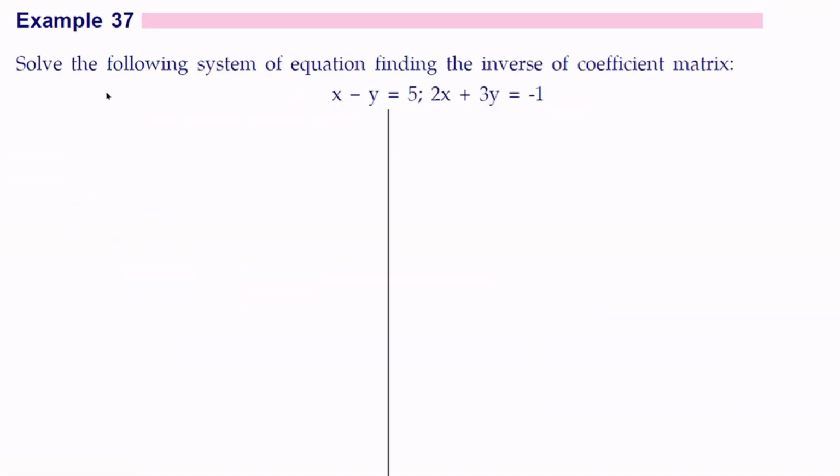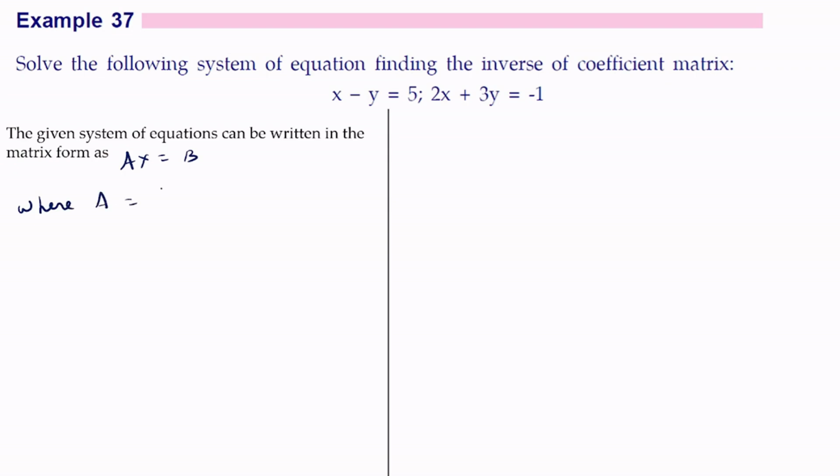And now let us solve a question using this method. Solve the following system of equations by finding the inverse of the coefficient matrix. So we have x minus y equal to 5, 2x plus 3y equal to minus 1. We have to solve these two equations using the inverse of coefficient matrix method. The given system of equations can be written in the matrix form as AX equal to B, where A is the coefficient matrix 1, minus 1, 2, 3. Then X is the variable matrix x, y, and B is the constant matrix 5, minus 1.